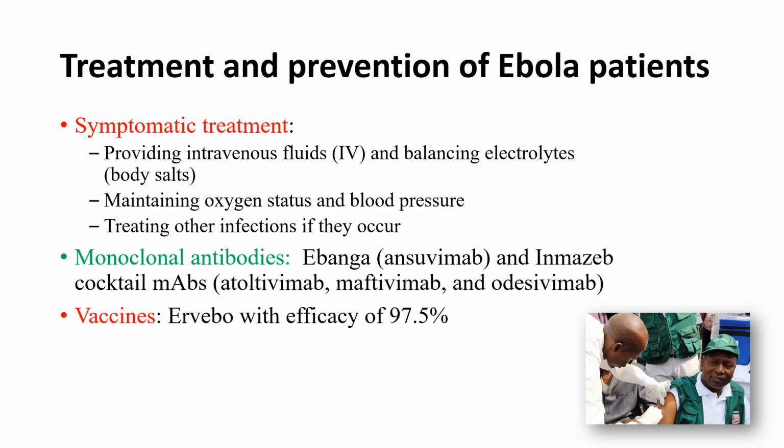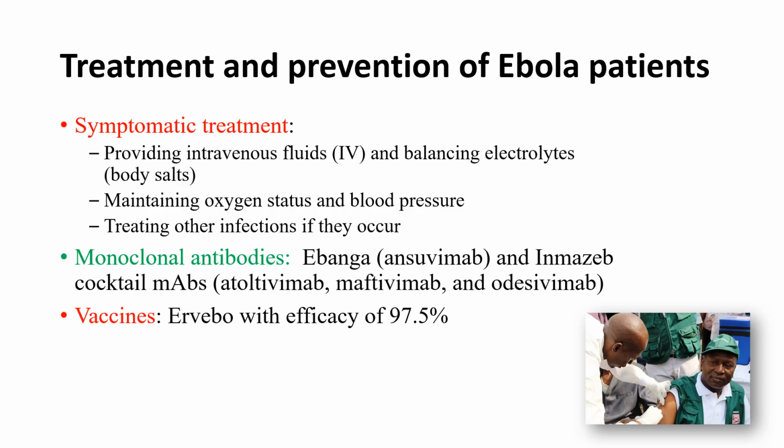This vaccine is called Ervebo. It was developed by Merck. It has an efficacy of 97.5%, and this vaccine has been shown to be very efficacious, particularly when used in a strategy called the ring strategy, whereby those who have been exposed to an infected case are directly vaccinated, and then those who are exposed to that first circle of exposed people are also vaccinated. So this way we quickly contain the outbreaks.